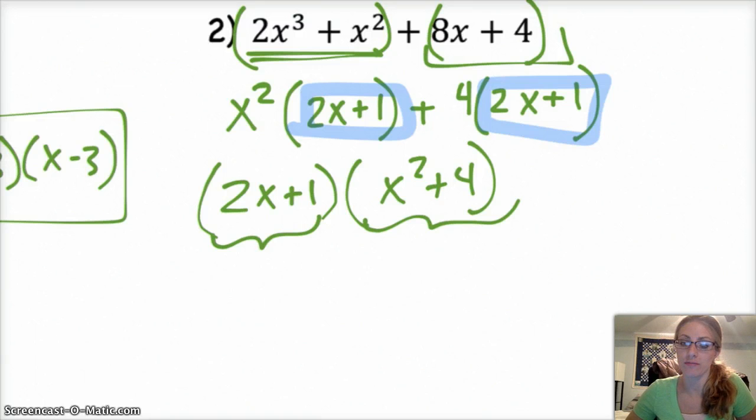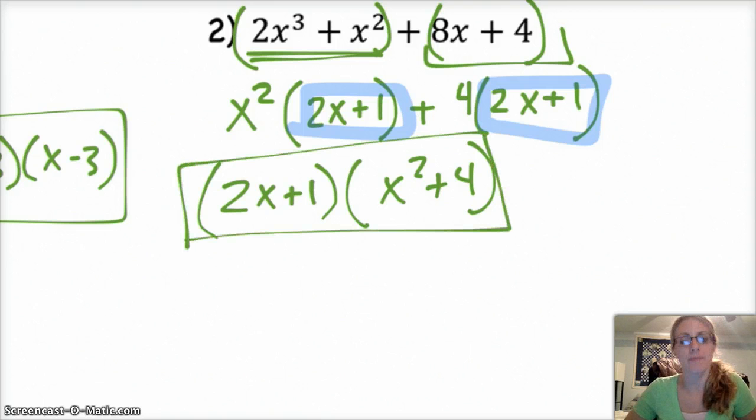Good question. Okay, it's not a difference of two perfect squares. So this is actually not going to factor, mainly because the zeros of it are imaginary. So you can just leave it as is, x squared plus 4 times 2x plus 1, and that is your answer for factored form.